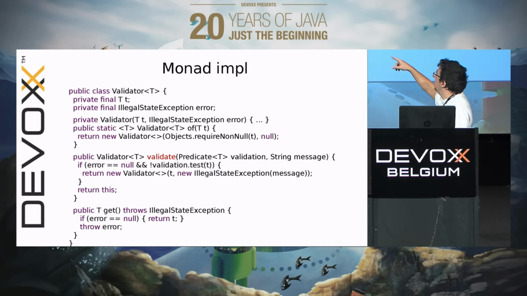And how to validate? I will only validate if there is no error. I want to keep the semantics that if there is an exception, I will not try to do any other validation. Otherwise, I will call the predicate to do the validation, and if it returns false, I will create a new validator with an exception that stores the error message. Okay?